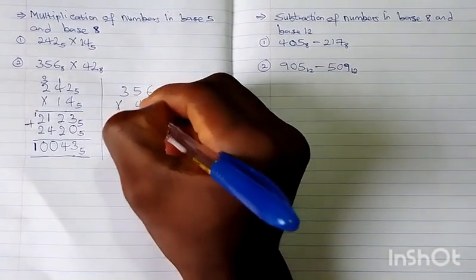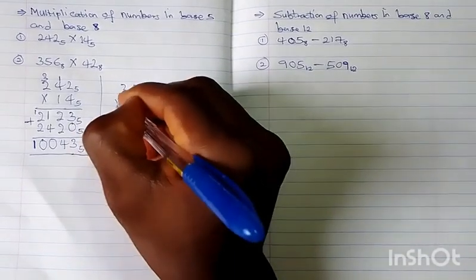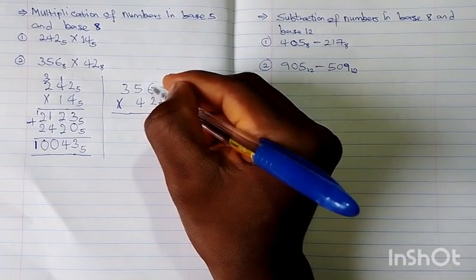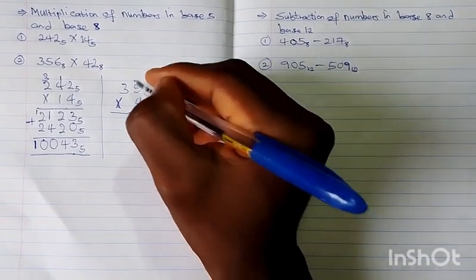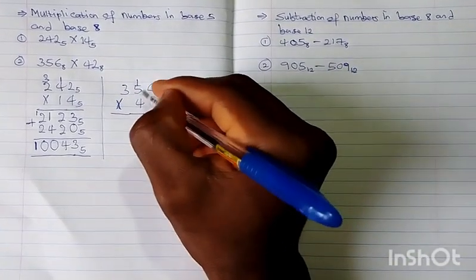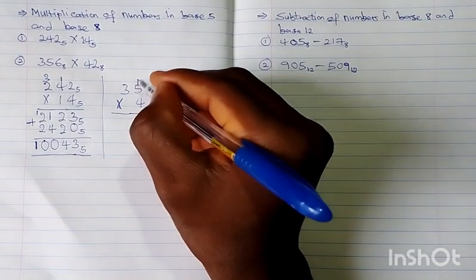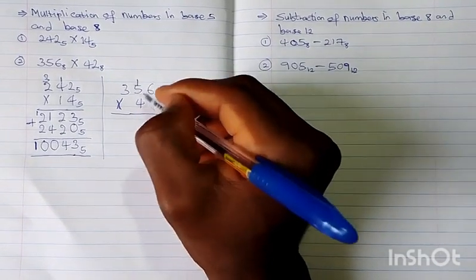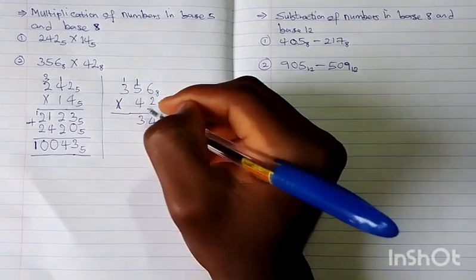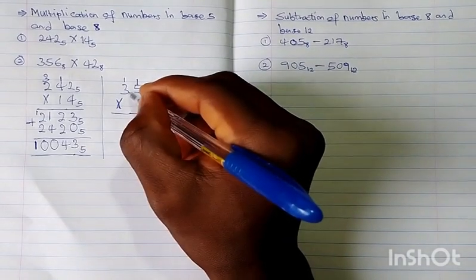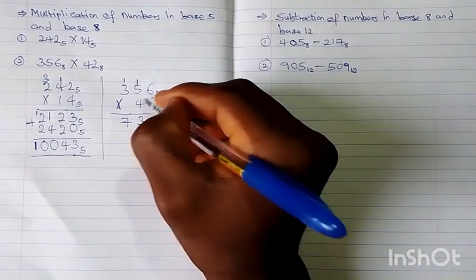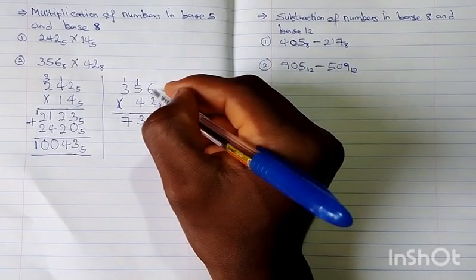Example 2. We have 356 base 8 multiplied by 42 base 8. 2 times 6 is 12. 8 will go into 12 one time, remainder 4. Bring down the base 8. 2 times 5 is 10, plus 1 is 11. 8 will go into 11 one time, remainder 3. 2 times 3 is 6, plus this one 7. It is lesser than the base, so we write it down as 7.